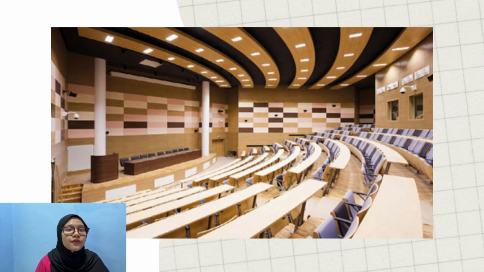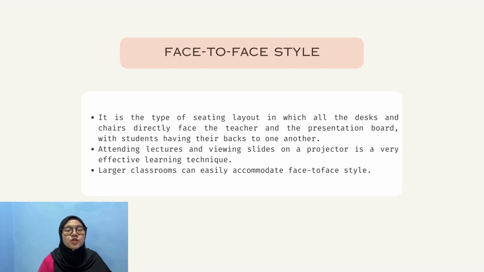This is a sample of a classroom that uses auditorium style. You can see the chairs and tables arranged in tiers. Next, face-to-face style. It is the type of seating layout in which all the desks and chairs directly face the teacher and the presentation board, with students having their backs to one another. Attending to the teacher and viewing slides on a projector is a very effective learning technique. Larger classrooms can easily accommodate face-to-face style. This is the layout of a face-to-face style classroom.